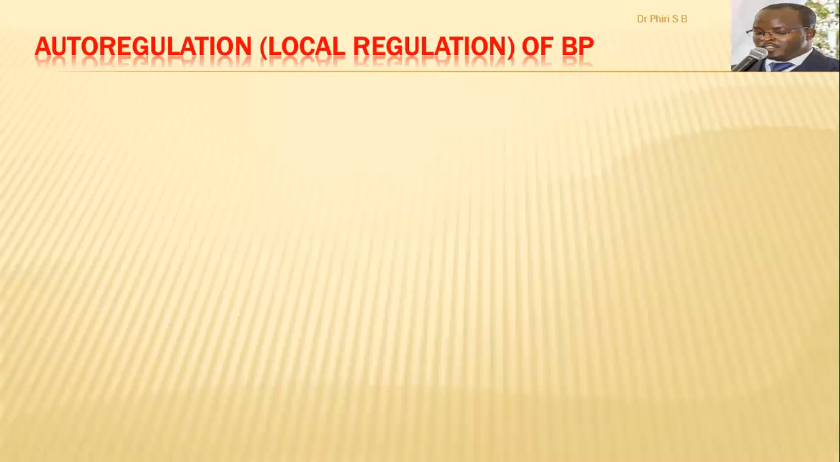So this is local regulation of blood pressure. But as much as I'm talking about local regulation of blood pressure, it has got more to do with the blood flow. So you know certain organs would want to maintain blood flow to their tissues despite changes in blood pressure. So sometimes you can have fluctuations of blood pressure, but certain organs would still want to maintain the blood flow to those organs.